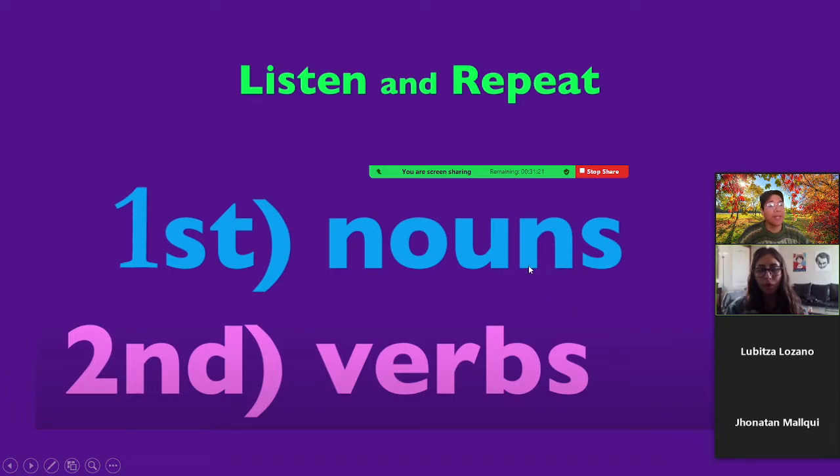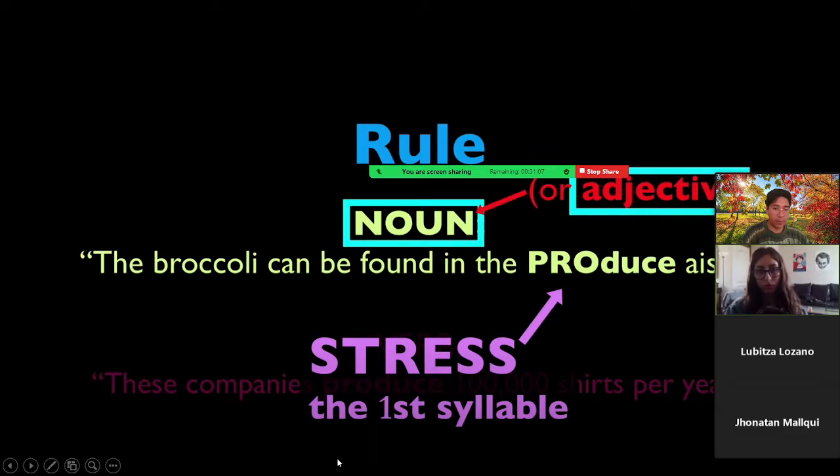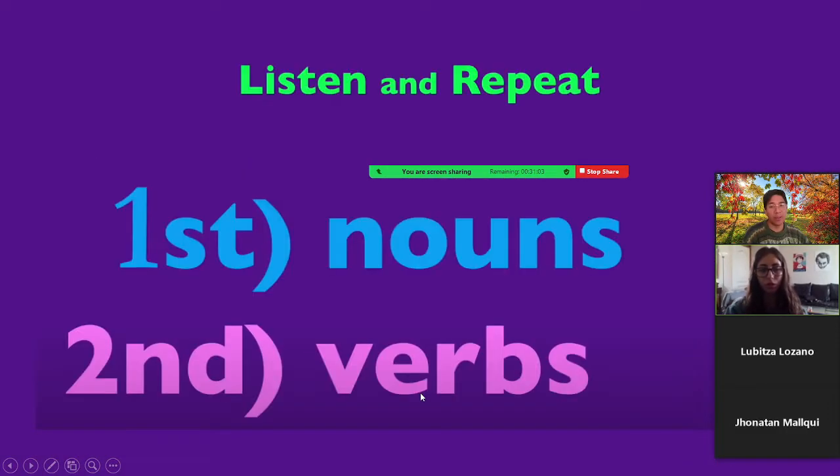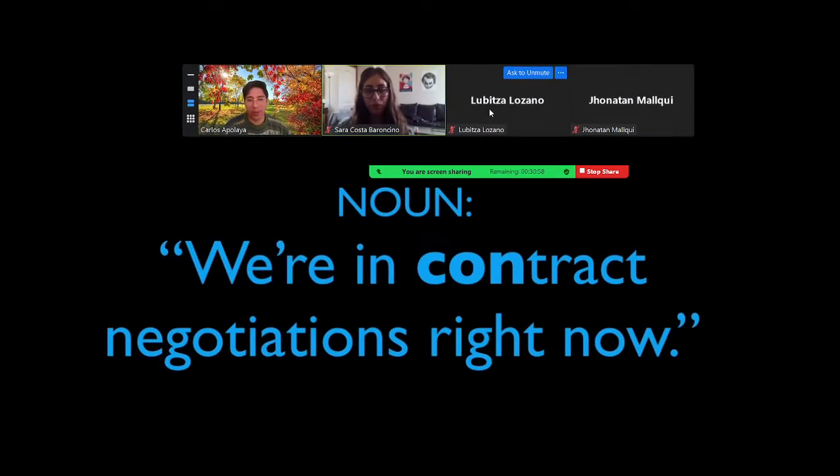Okay, the first one is a noun. So for the noun, does the stress go at the beginning or at the end? The nouns. In the first syllable. Okay, let's practice. So I'm going to read and then you will read, okay?